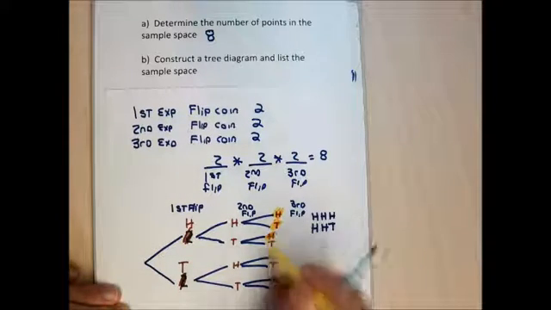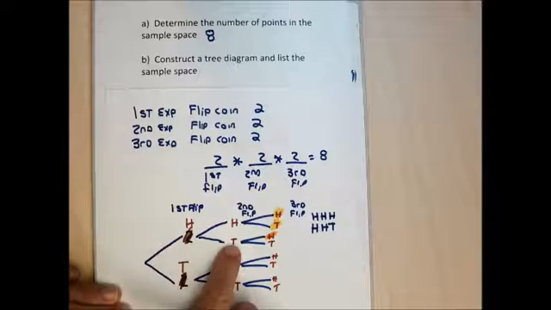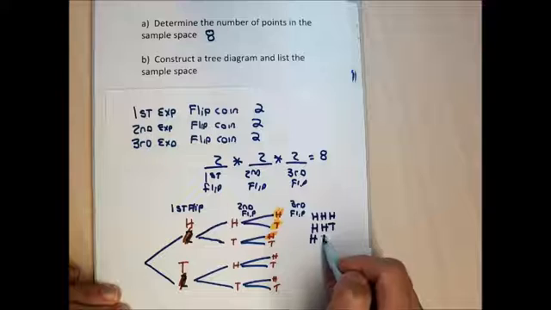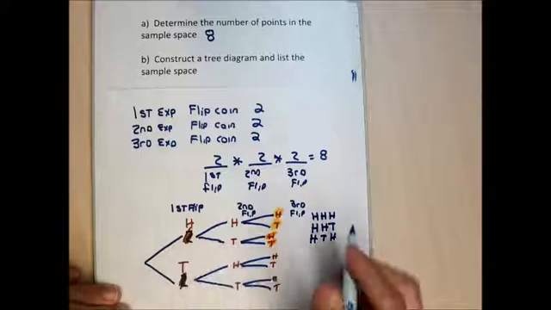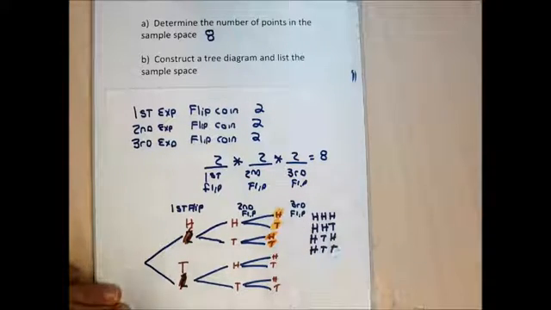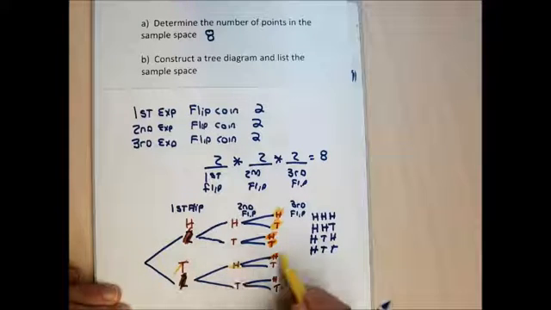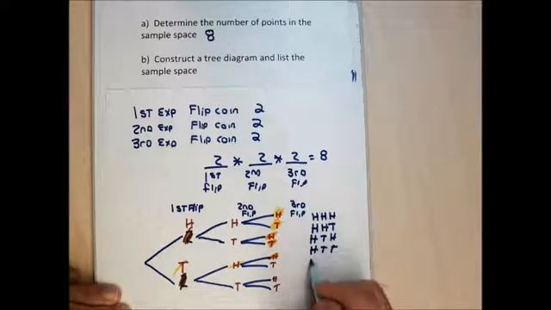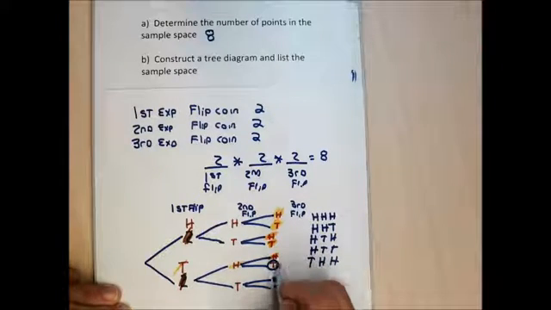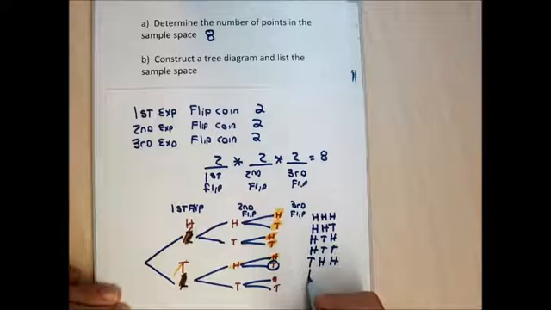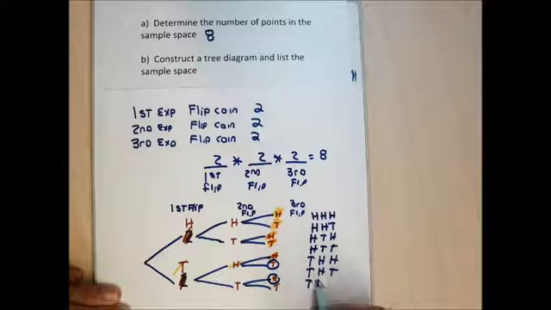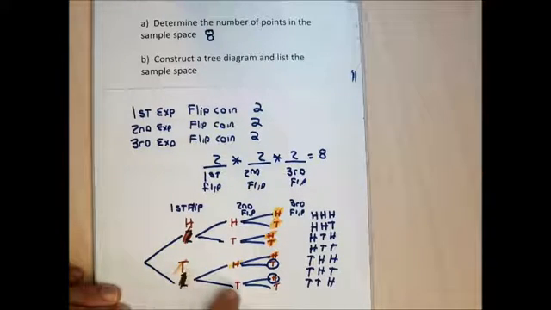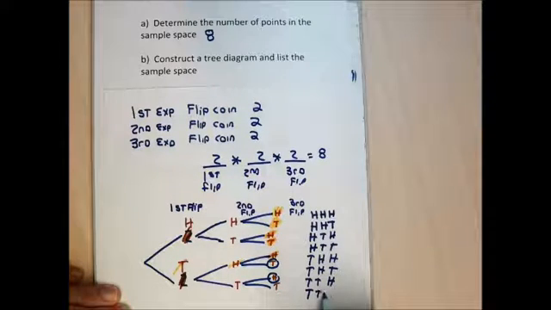To get to this head right there, I need head on the first flip, tail on the second flip, head on the third flip. To get to this tail right here, I need head, tail, tail. To get to the head down here, I need tail, head, head. To get to the head there. To get to that tail, it's going to be tail, head, tail. To get to that head, it's going to be tail, tail, head. And to get to that tail, it's going to be tail first, tail second, tail third. So these are first flip, second flip, third flip, all 8 items for the sample space.